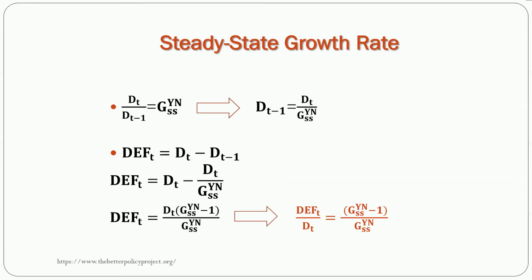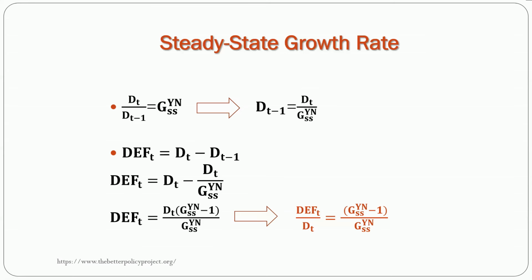D t minus 1. And also we had here the definition of the debt, and by using this equation for D t minus 1, we can get the deficit, and with the other equation, after that we can get the final equation of the deficit, where we use the steady state value of the GDP growth.